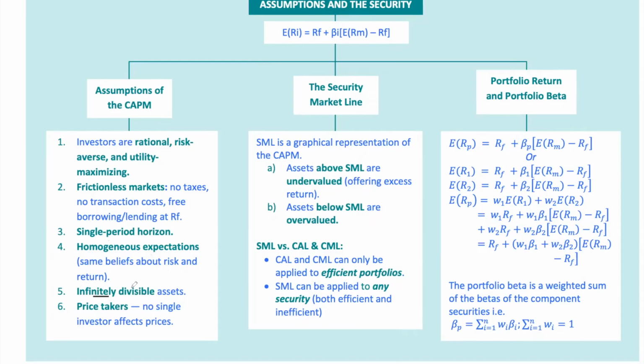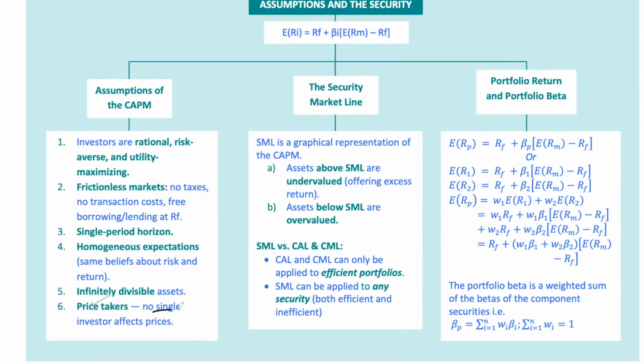Next one, infinitely divisible assets. That means you can buy a fraction of anything. Like you don't have to buy a whole stock. You can own 0.0001 shares if you want. In real markets, we're kind of close to that with fractional investing these days. So this one's not too bad.